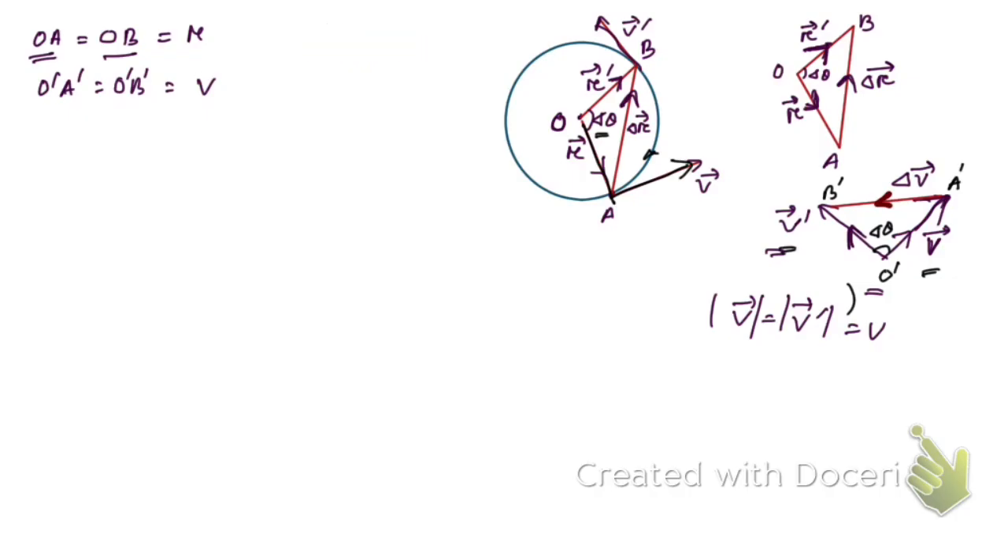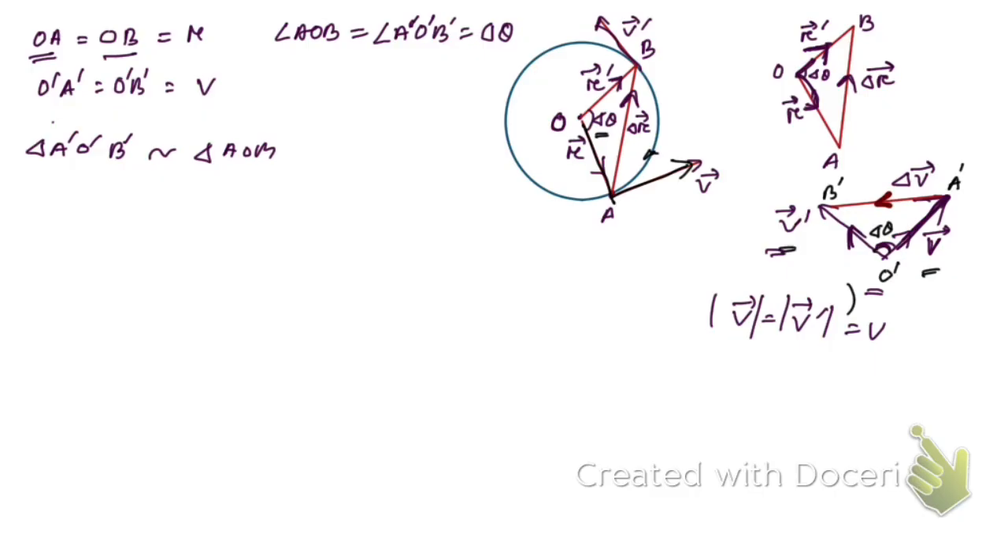And similarly, the angle in these two triangles, this angle AOB is equal to the angle A dash O dash B dash in this triangle. These two angles are also equal to del theta. So according to the side angle side similarity criteria, these two triangles A dash O dash B dash must be similar to AOB.